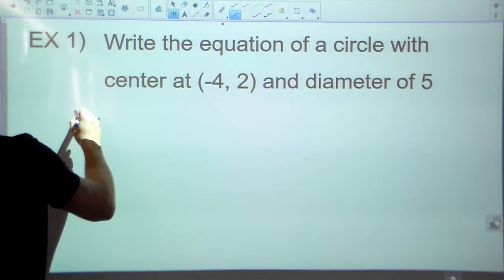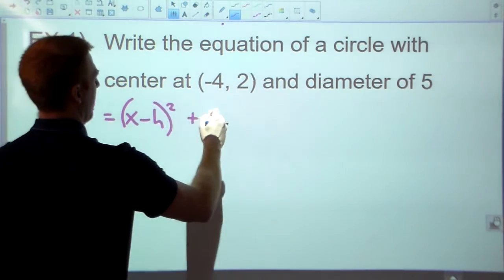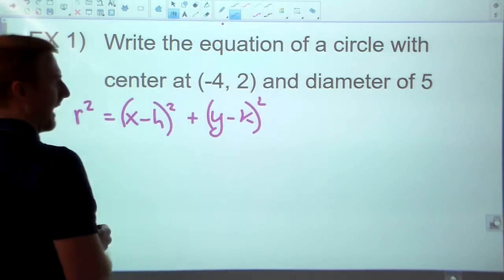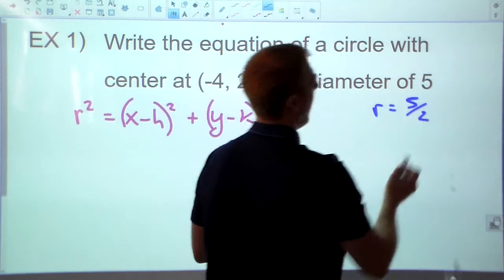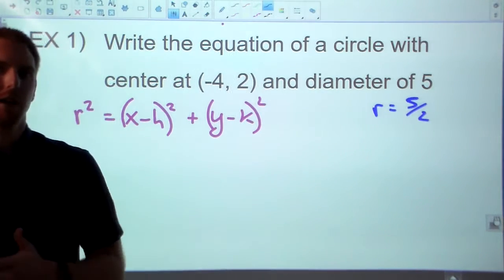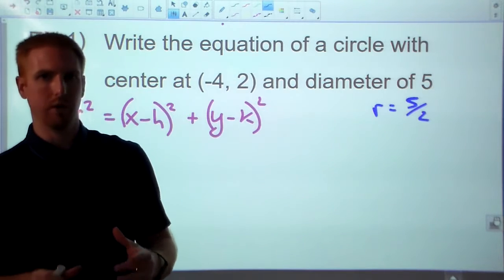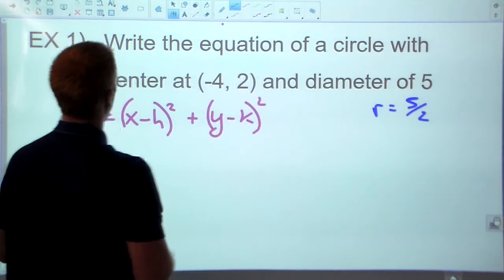So let me start with that equation again. R squared equals x minus h squared plus y minus k squared. Now diameter is 5, so I'm going to make a note. The radius is going to be 5 halves. And I do want to make it a fraction. You'll see as we go throughout the chapter, fractions are way easier to work with than the decimals with the work you're going to need to do. So we'll keep it a fraction.